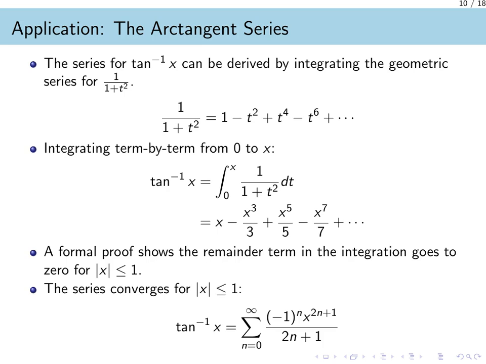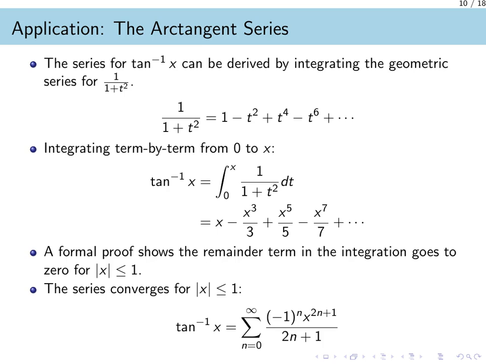Integrating negative t squared gives negative x cubed over 3. The next term becomes x to the fifth over 5. And this alternating pattern continues. The resulting series, as shown in the summation formula, converges for any x where the absolute value of x is less than or equal to 1. A formal proof confirms this by showing that the remainder term from the integration goes to 0.